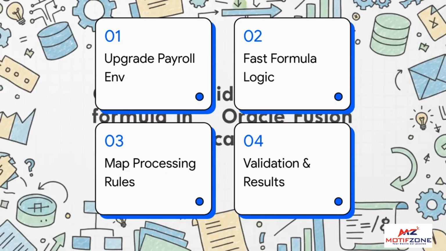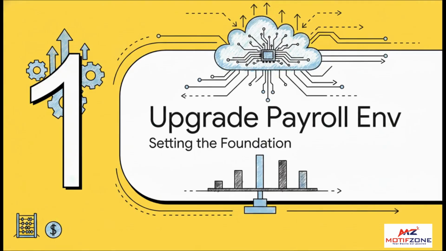All right, here's our roadmap for today. Section 1, upgrading the payroll environment. Section 2, fast formula logic explained. Section 3, mapping status processing rules. And finally, Section 4, final validation and results. Let's get to it. Section 1.